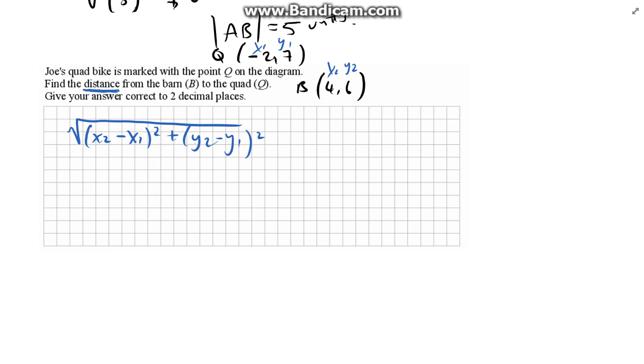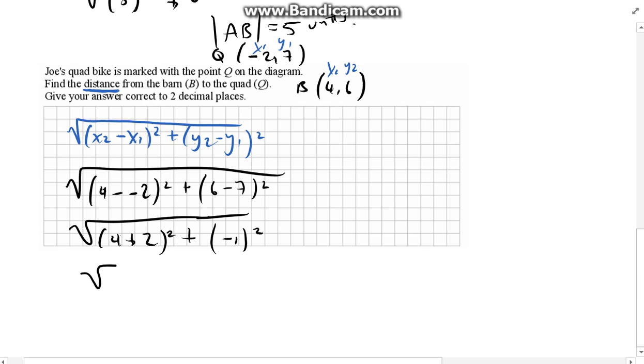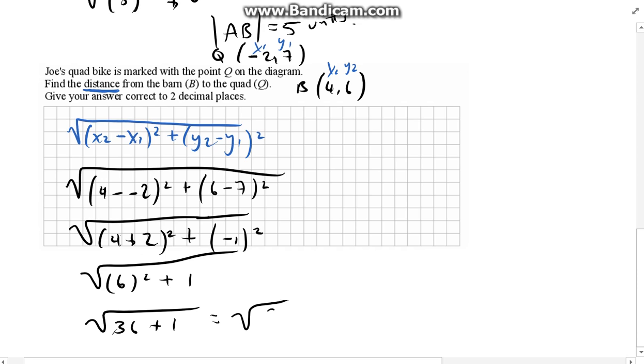Right, so the square root of 4 minus 2 all squared plus 6 minus 7 all squared gives us the square root of 4 plus 2, because the minus minus is a plus, squared, and minus 1 squared. We know that any minus number squared is a positive, so just be aware of that. So you're going to have 6 squared plus minus 1 squared, which is 1. So 6 squared will be 36 plus 1 is root 37.